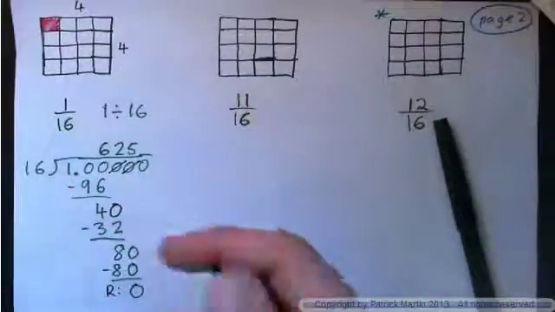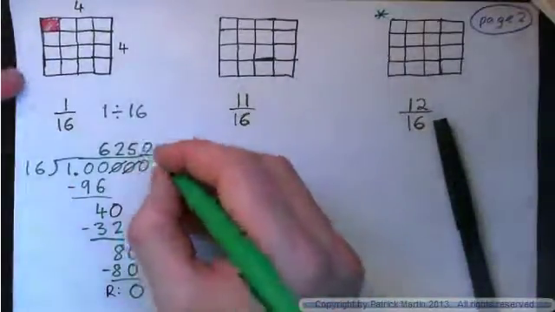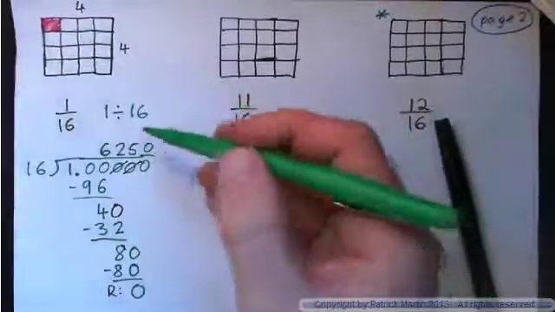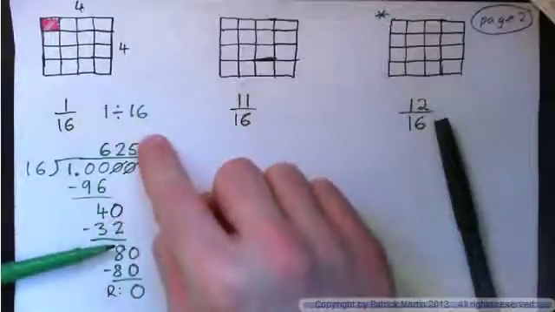Because look, there's nothing to... 16 into 0 goes 0 times. You can keep adding zeros onto this if you want. It won't make any difference. Now, what do I do with the answer? The answer isn't 625, surely.